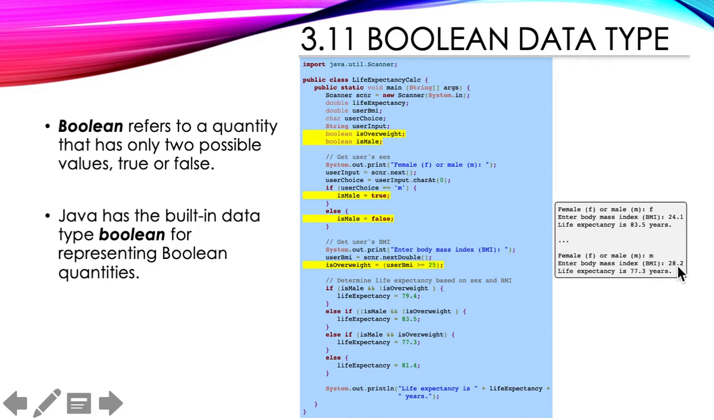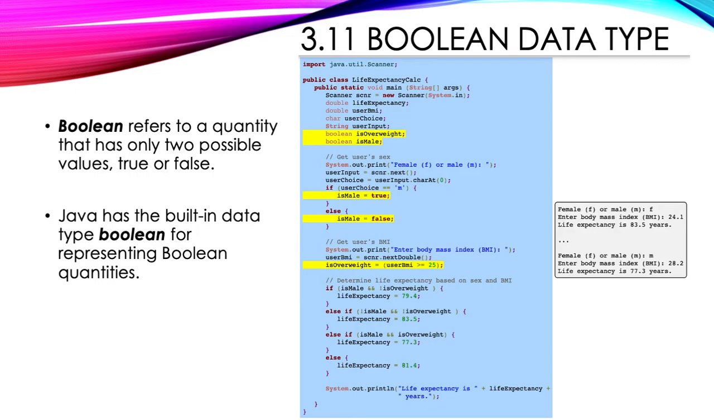So for male, 28.2 BMI, body mass index, you live shorter. So I think I need to exercise, right?